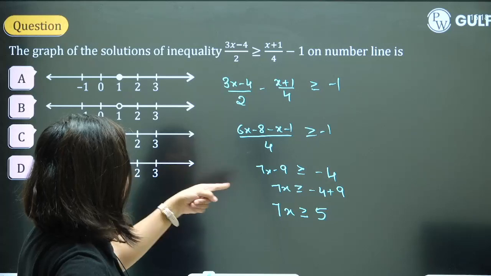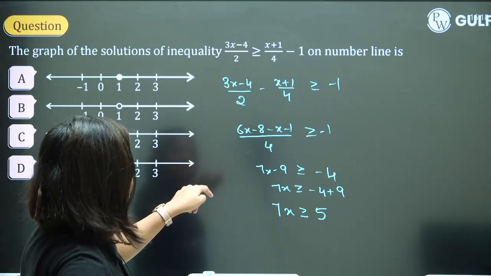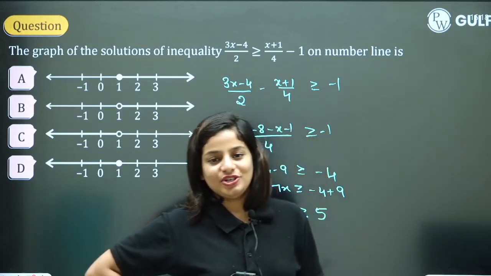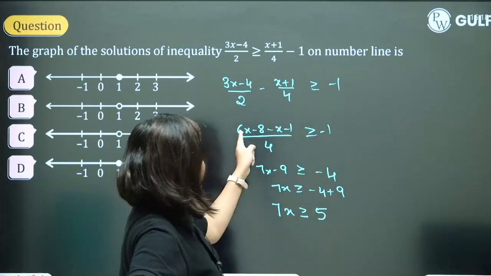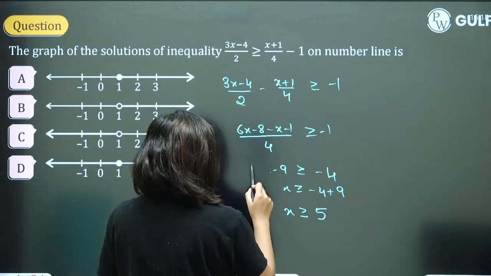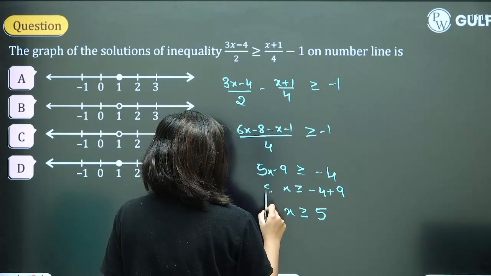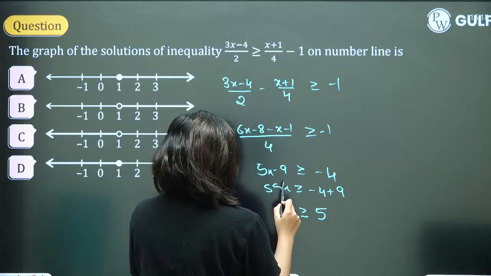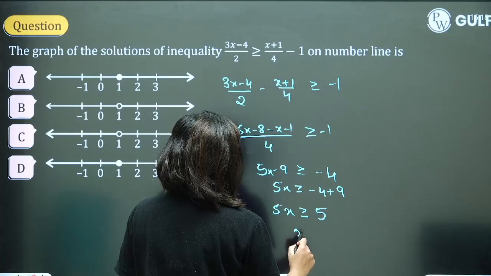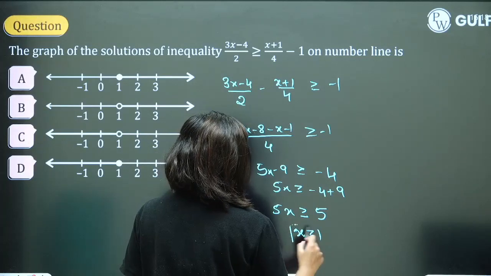The LCM is 4 minus 4, 6x. Wow. Can you just applaud me for a moment? 6x minus x is 5x. And now I can see the answer. 5x greater than equal to 5. So x is greater than equal to 1.